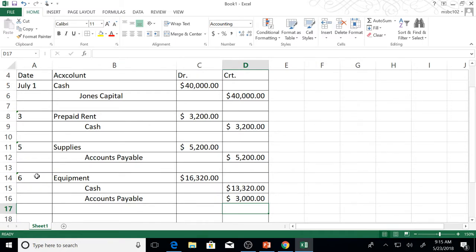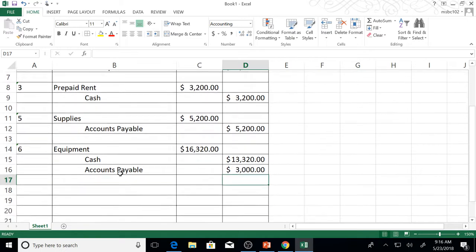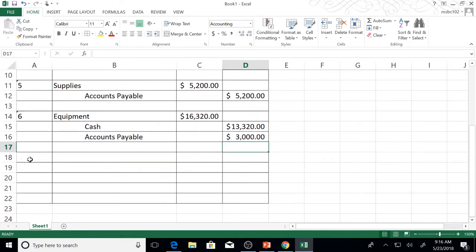Next one is on July 9. Okay, so I leave a space between the two. What happened on the 9th? She partially paid 2,600 for the amount she owed for the office supplies. So the 3,000 she owed, she paid 2,600. So the cash is going to go down by 2,600. And what else? The accounts payable is going to go down by the same amount, 2,600.